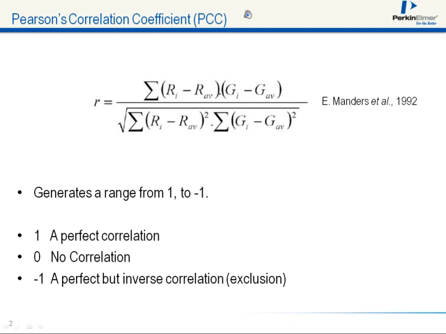And so we get results between 1 and minus 1. So 1 represents a perfect correlation, 0 represents no correlation or a random distribution, and minus 1 a perfect but inverse correlation. Remember, we can get results anywhere in this range between 1 and minus 1.